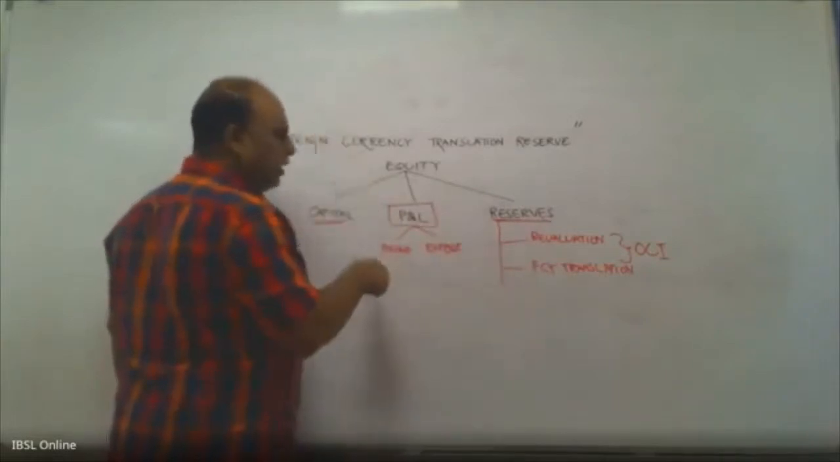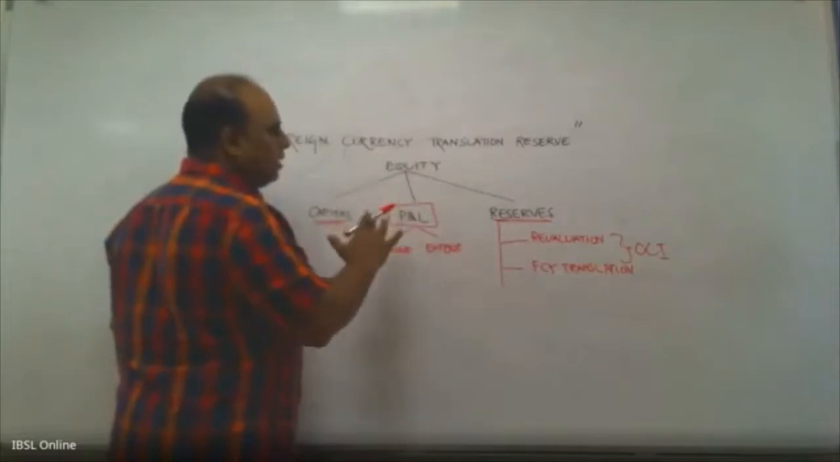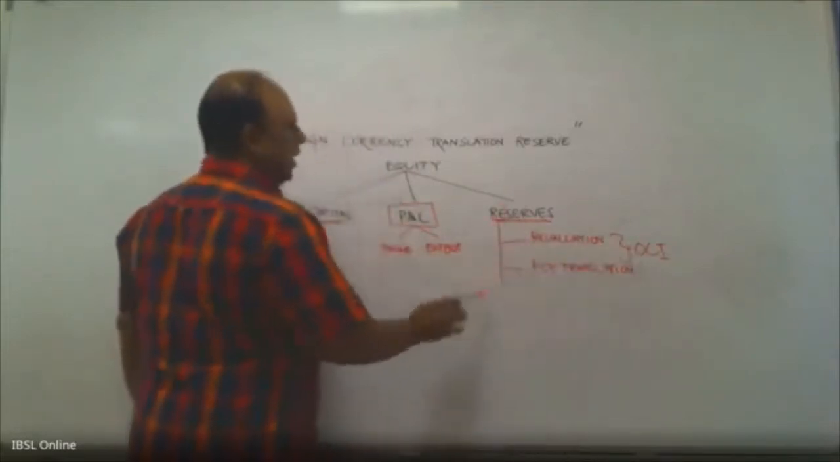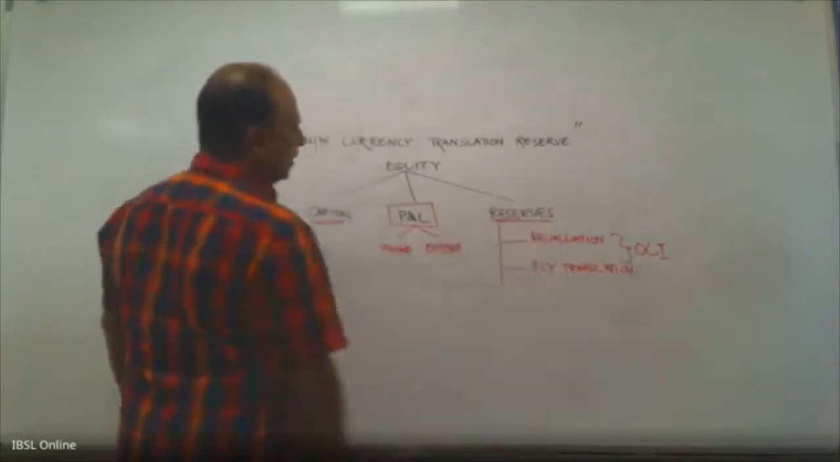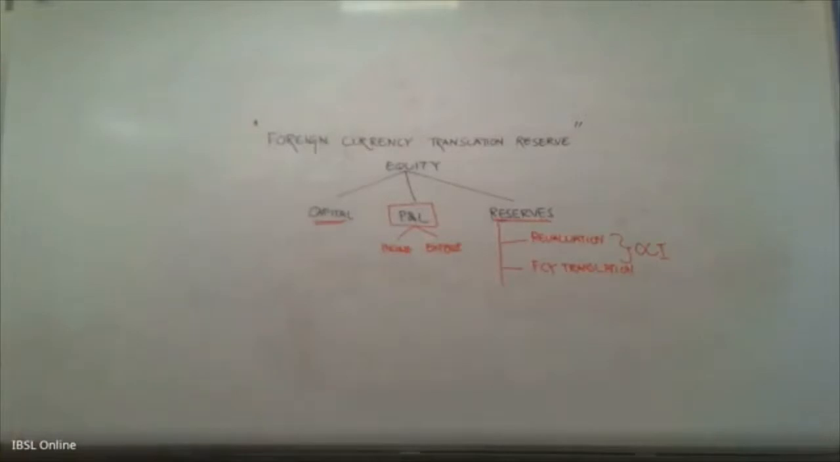So, what we are talking about here, the gain or loss resulting from a translation of a foreign operation is routed through the OCI, and that is reported in a reserve. And that reserve is known as a foreign currency translation reserve. Hope it's clear.